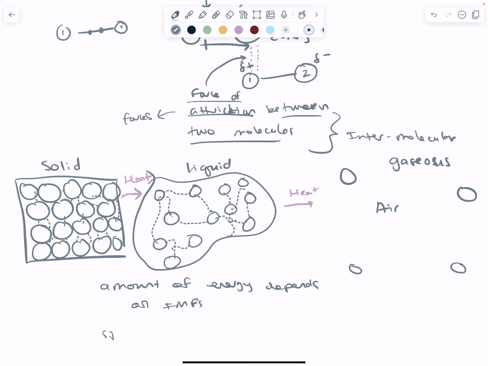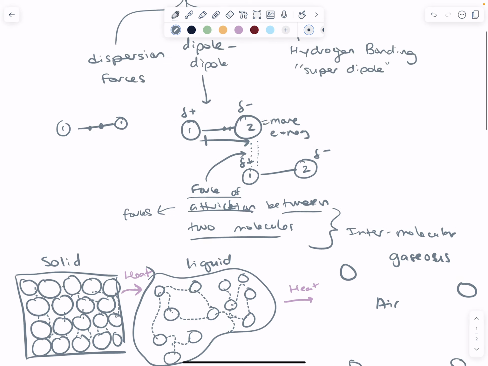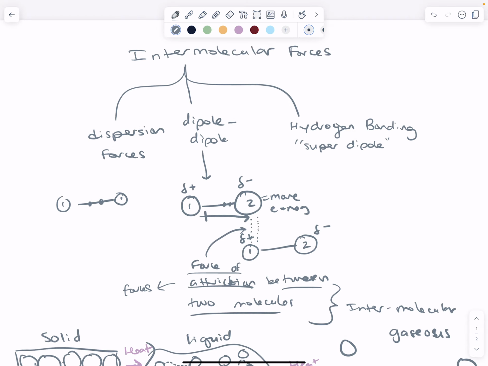So stronger intermolecular forces are going to mean that we have a higher boiling point and a higher melting point. So let's go back to the intermolecular forces we were talking about at the beginning. I showed you basically what they are, and I used dipole-dipole, where if we have any polar bond, this is what happens.